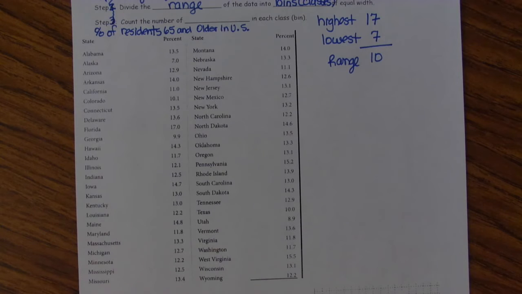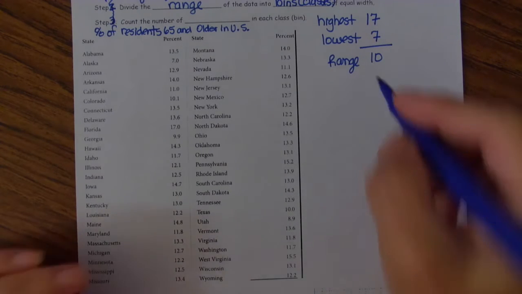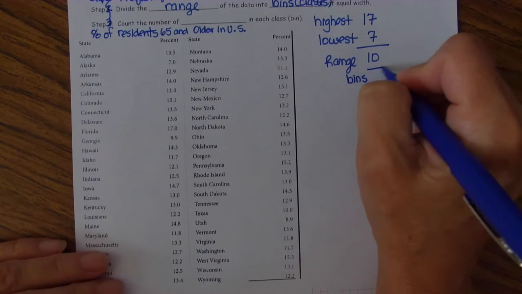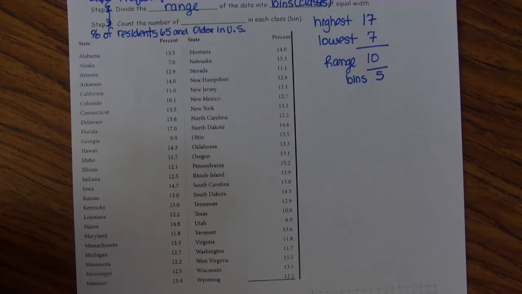So we can divide up our bins and get our bin width. So I have a range of 10 from my lowest to my highest. How many bins do you think would be good for a histogram? 1 bin, 2 bins? How many towers do you want? 5 bins. 5 bins. Too late. I would like 5.